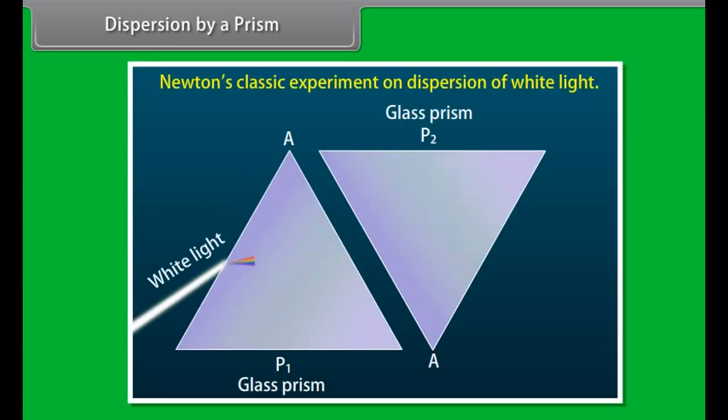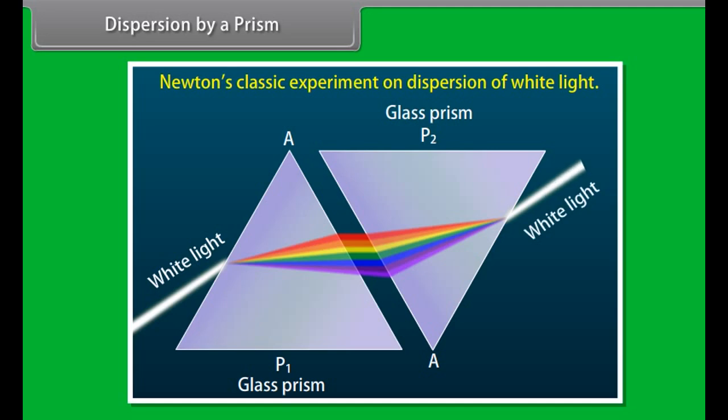Newton's classic experiment on dispersion of white light. In the experiment performed by Sir Isaac Newton, he put another prism, P2, in front of prism P1, but inverted in position, and the emergent beam from prism P2 is white light.